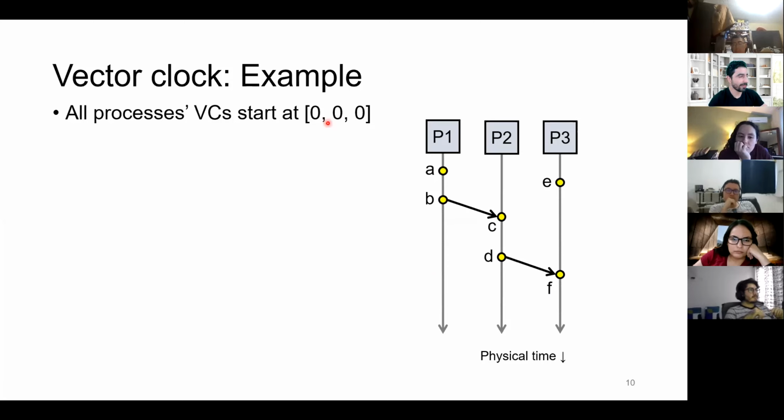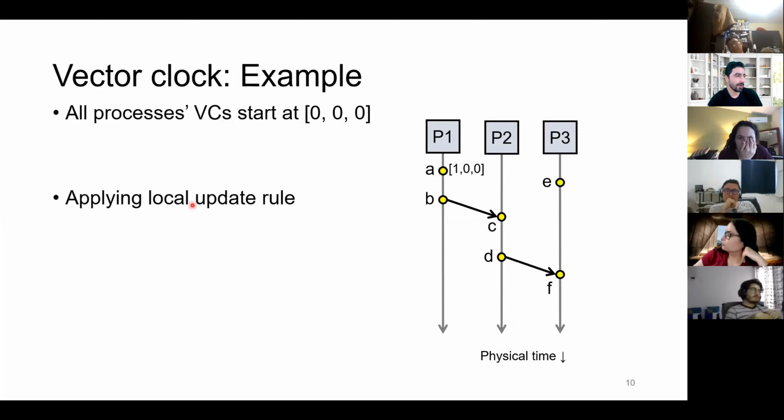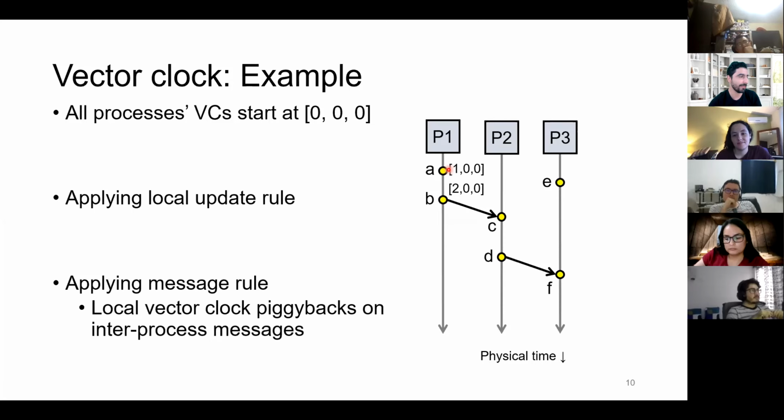So going back to the vector clock again. We start from the vector 0, 0, 0 because we have 3 processes. Applying the local update rules, it starts from process 1, the first event. You start from 0, so you increment the first entry to 1. It happened in process 1 again, so you increment it to 2. Now it makes sense and you can understand what's happening here.